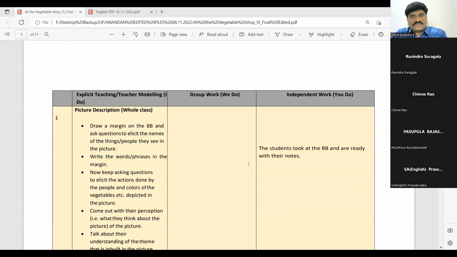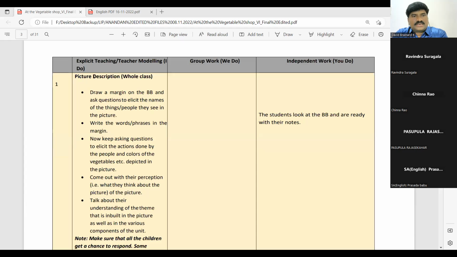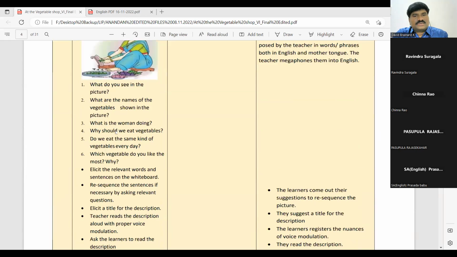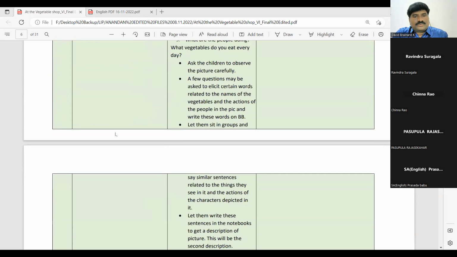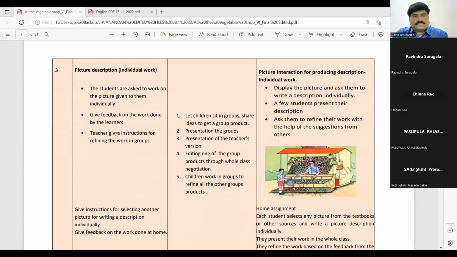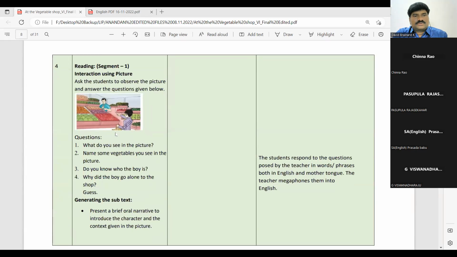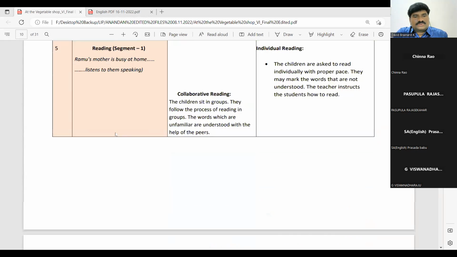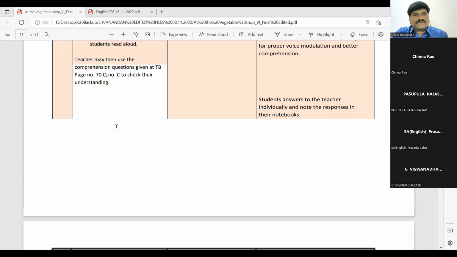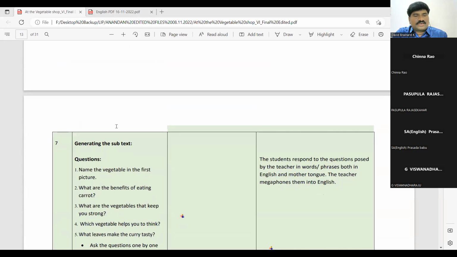We write it as usual, but there is only one difference. We have a detailed description here. So far we have written it in a nutshell, but this is a little more detailed, so that the teacher will get enough support here. So this is reading segment one, here it starts. So the lesson plan is shared, sir. This is sixth class. We have got seventh and eighth also ready in the handbook.